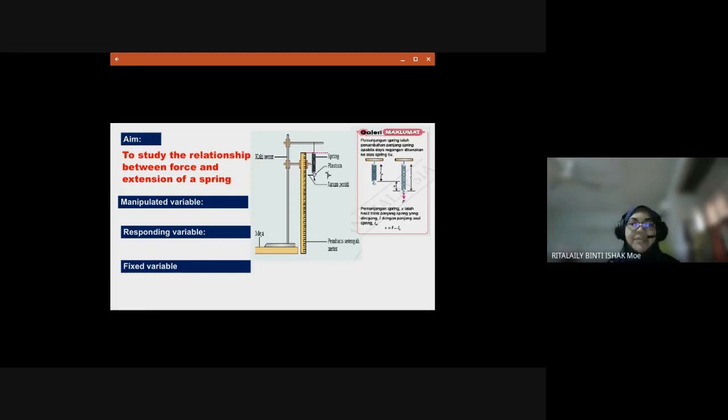So for paper 3, other than inference, you should be able to write the hypothesis, and also you should be able to write the aim. When we write aim, usually the aim is to investigate or determine or to study the relationship between two variables. Now what would be the manipulated variable, Ashley?